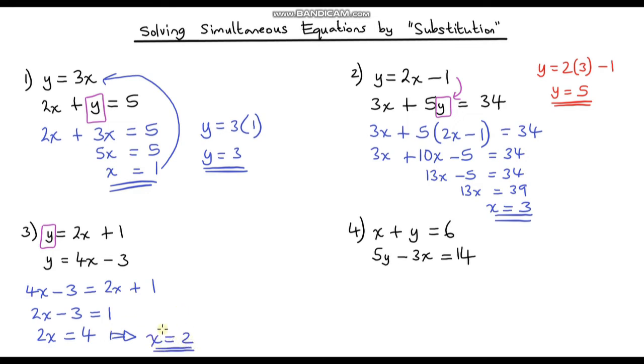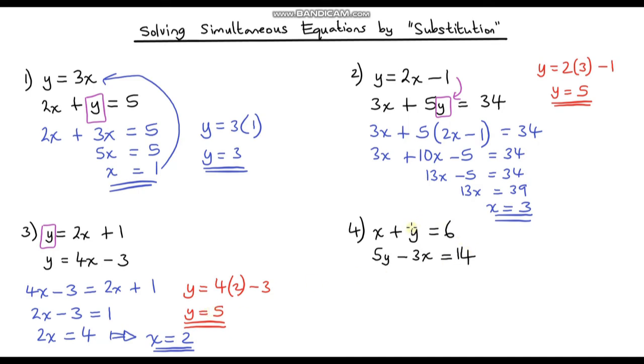And then again, we can substitute this back into our original equation. Let's use the second equation just because I haven't used it yet. So our second equation, y is going to be equal to 4 times x minus 3. So 4 times 2 minus 3. 4 times 2 is 8, 8 minus 3 is 5. So our solutions are x equals 2 and y equals 5.